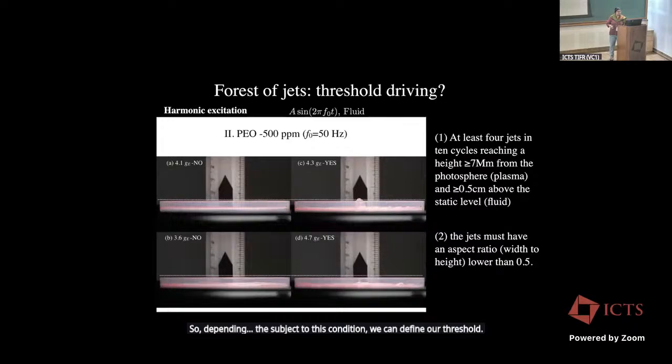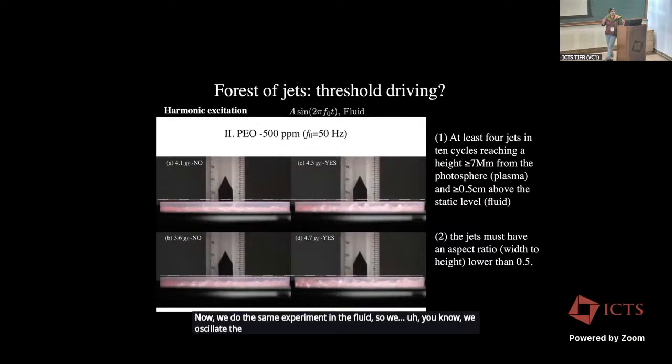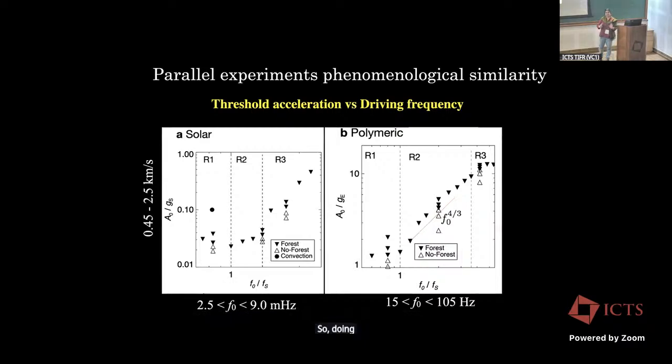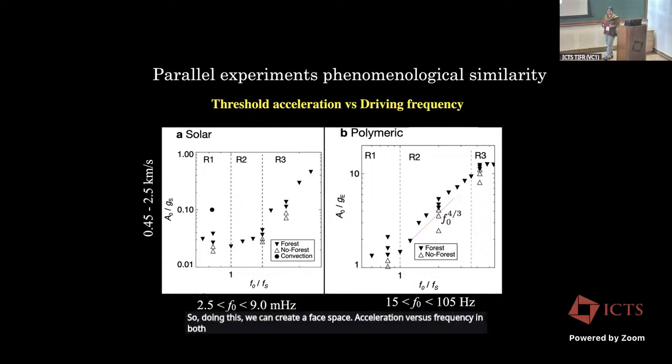Now we do the same experiment in the fluid. So we oscillate the speaker at different frequencies, and then we can measure how many jets, as we have defined it, form, and then we can find the threshold. So doing this, we can create a phase space, acceleration versus frequency, in both systems.